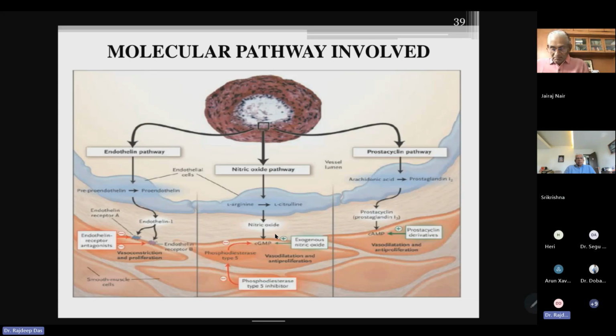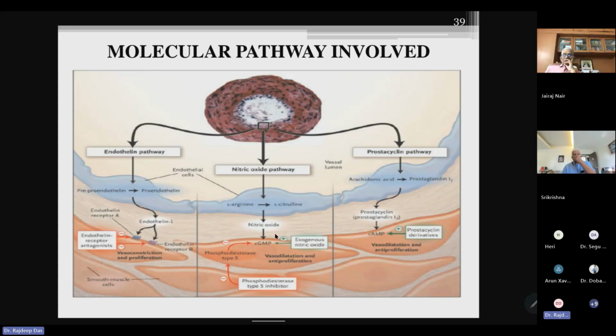In the middle, we can see the nitric oxide pathway. Nitric oxide is produced by the conversion of L-arginine to citrulline, and acts upon the pulmonary circulation via cGMP, which is further degraded by phosphodiesterase, mainly the type 5 isoenzymes. So we can use phosphodiesterase type 5 inhibitors, which can relieve pulmonary arterial hypertension. Also, inhaled nitric oxide, the exogenous nitric oxide, can act on this pathway.